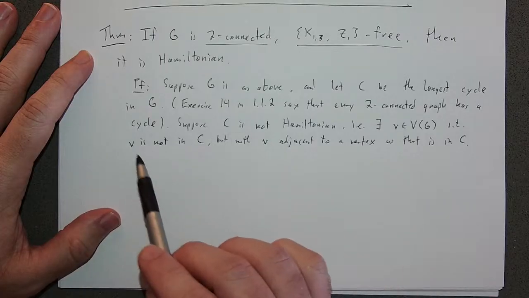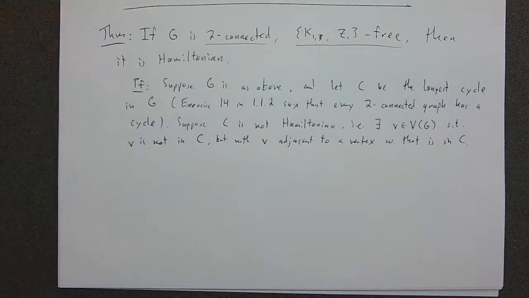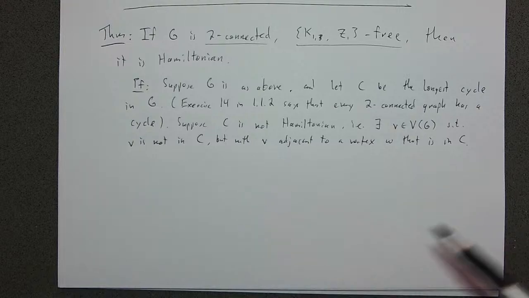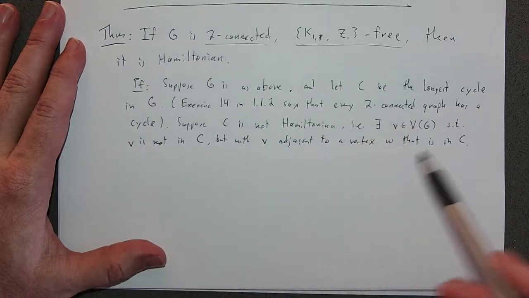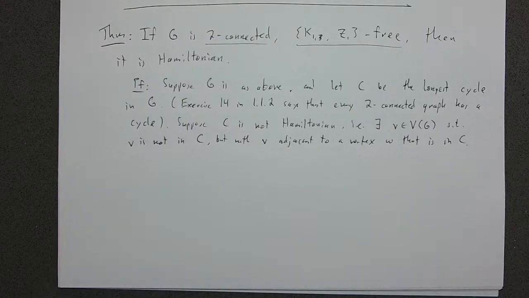But does there have to be one that is not there that is adjacent to a vertex that is in the cycle? Well, this is where the two connected bit comes in, right? Because this is telling us the minimum size of a cut set of the graph. So if it were not, then G would not be two connected, right? So there has to be a vertex V in G that is adjacent to a vertex W that is in C, while V itself is not in C. That is what we are guaranteed here. Okay, so there's at least one of these. So we have V and W.